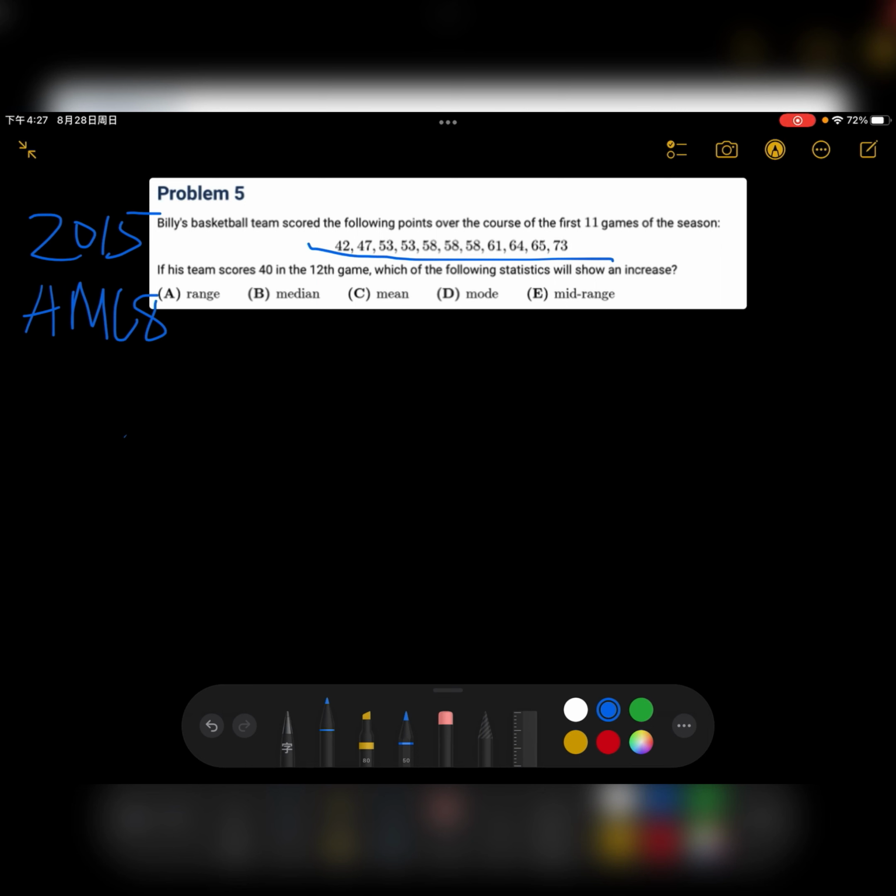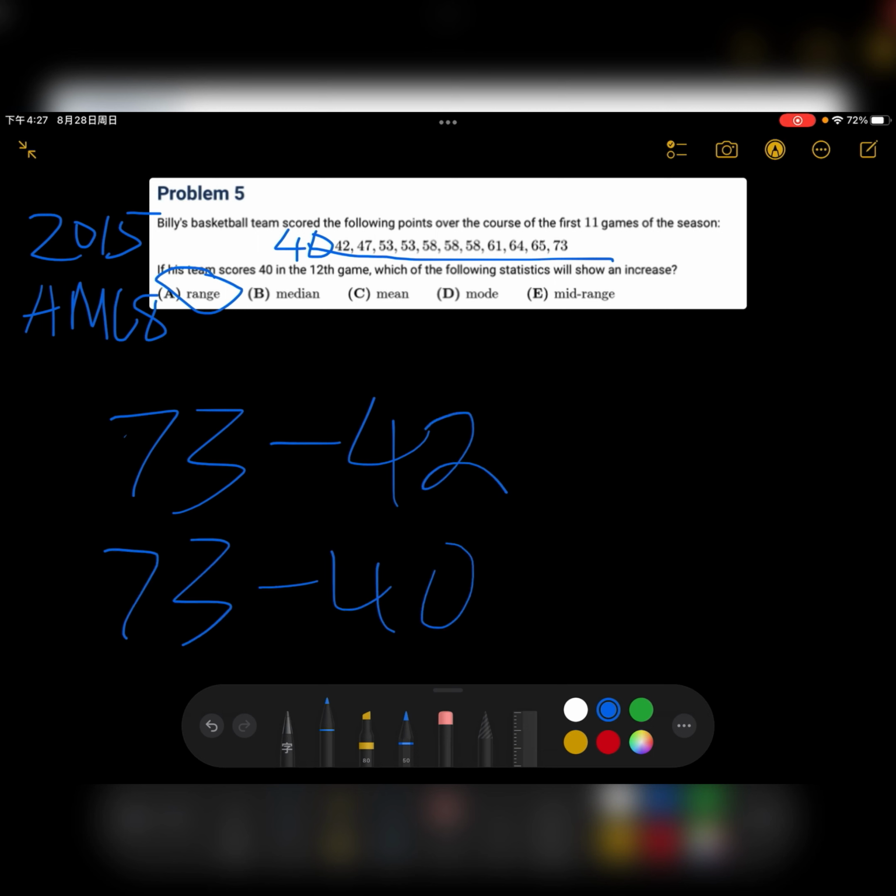Well, first of all, before we do anything, let's put 40 in the sequence. Everything else is lined up in numerical order from least to greatest, and then 40 would go at the very end over here. And so immediately we see that A, the range, has changed, because the range is the difference between the largest number, which is 73, and the smallest number, which used to be 42. But now since 40 is the smallest number, it'll be 73 minus 40. And so the change in statistics is in A, the range.